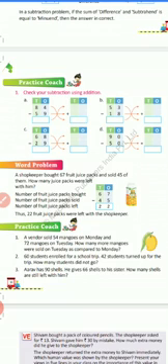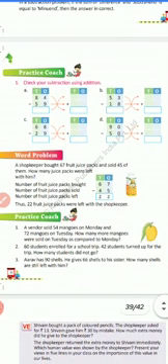We are studying maths of second standard. In the previous video we learned subtraction of a number from itself and subtraction of any number from 0. In this video we will solve subtraction checking by using addition.